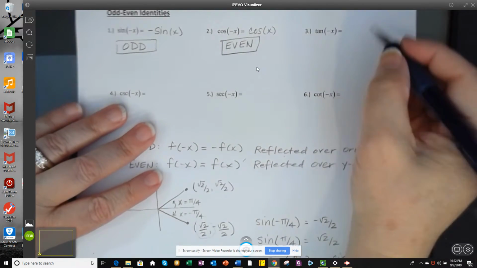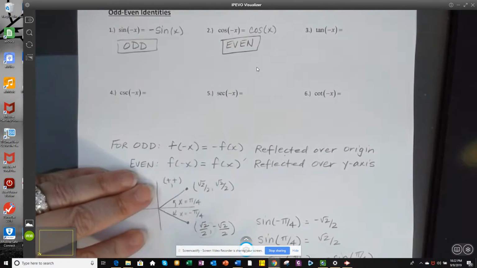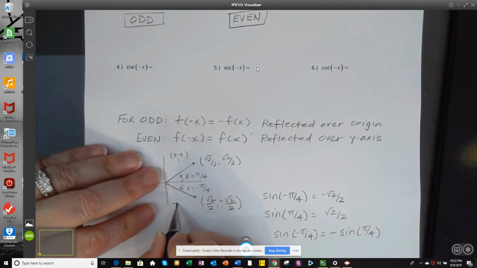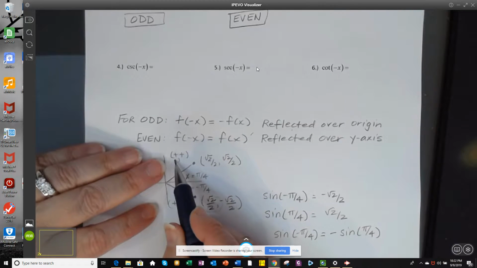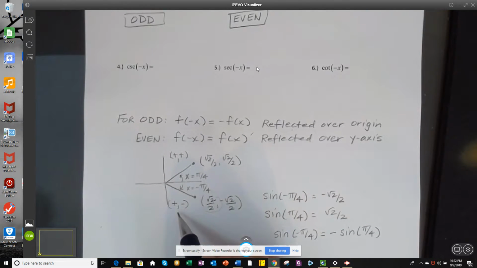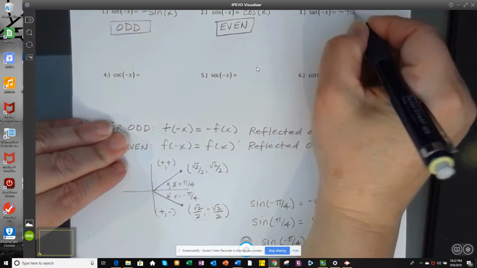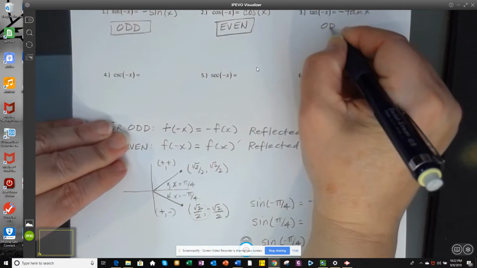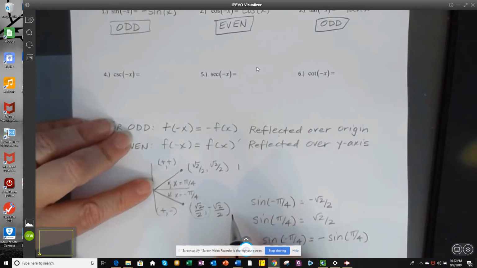Tangent of negative x. Now tangent, I'm positive and positive in quadrant 1, and in quadrant 4 I am positive and negative if I'm a point in those quadrants. Now tangent is y over x. So tangent is positive in quadrant 1 and tangent is negative in quadrant 4. So this one is going to be the opposite, negative tangent of x. So this one is odd. The tangent of pi over 4 is 1. The tangent of negative pi over 4 is negative 1. And so they are opposites.